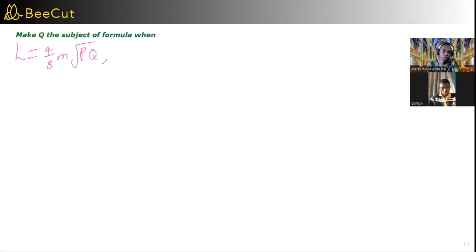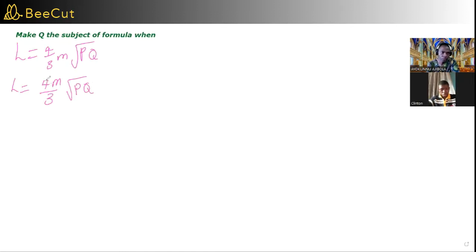So we want to make Q the subject of the formula. Now look at this. Once you see this, you can see a fraction here, yes or no? Yes, sir. Very good. So that fraction is what you deal with first. So L equals 4m over 3, then P. So I'll mute you now, then when I'm done, you're going to ask questions.